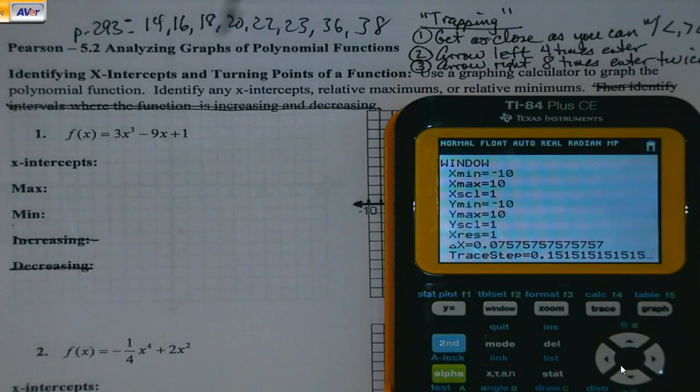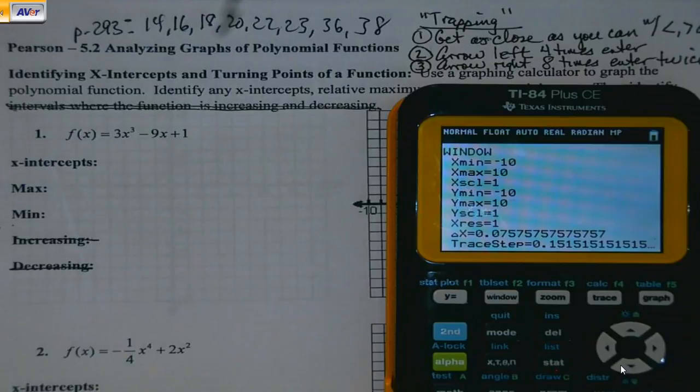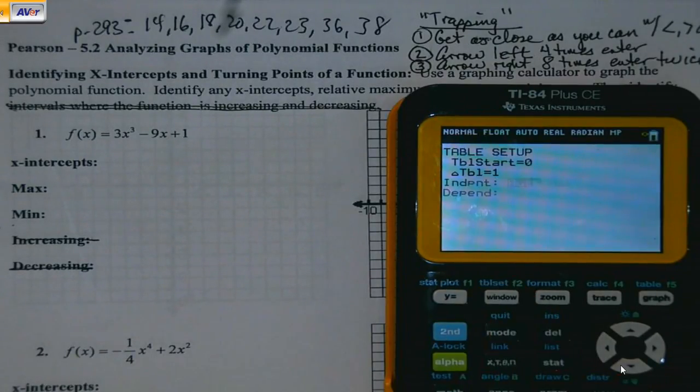That should be normal. Should. I actually am going to have you check one other thing, too, just to be sure. Once you have that set, we're going to hit second window. So second window. This is what your table setup should look like.